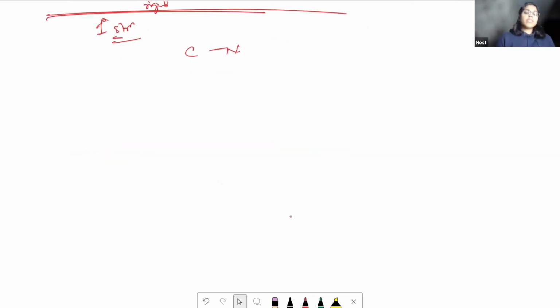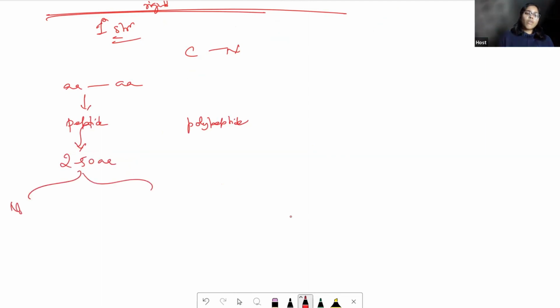After the amino acids get bonded together, they can form peptides or polypeptides. Peptides are those that are made up of 2 to 50 amino acids. They can be non-ribosomically formed or they can be ribosomically incorporated. Non-ribosomically formed peptides will not have the regular synthesis process, like it will not be catalyzed by peptidyl transferase enzyme.